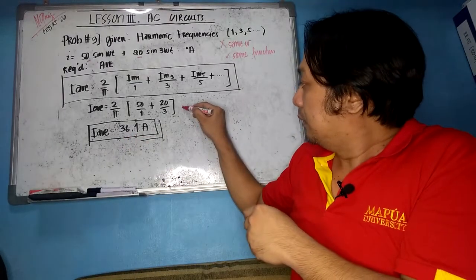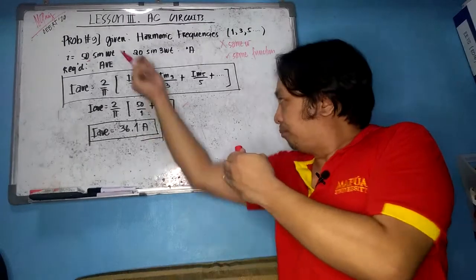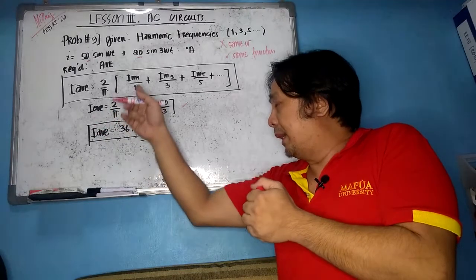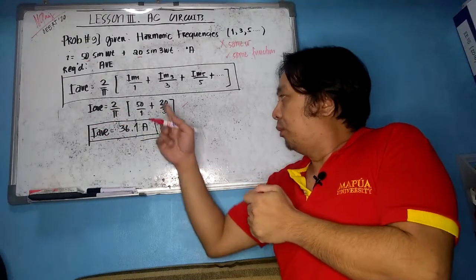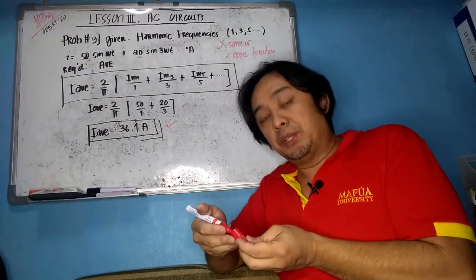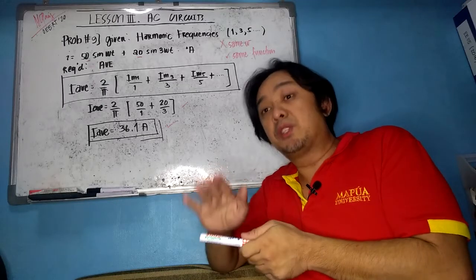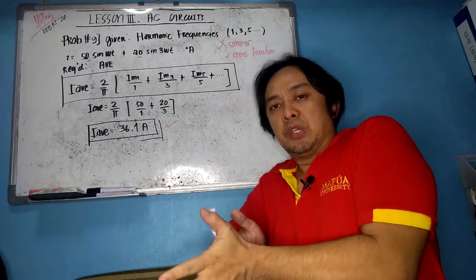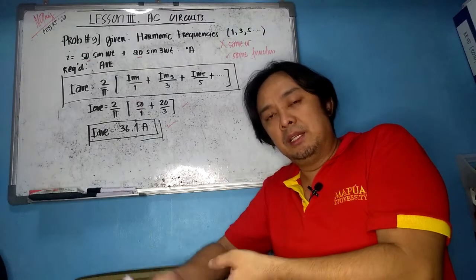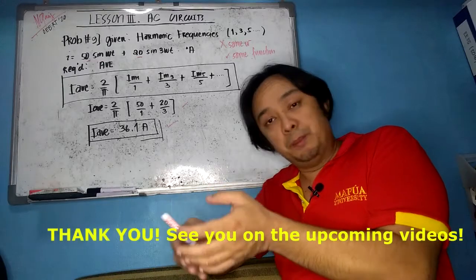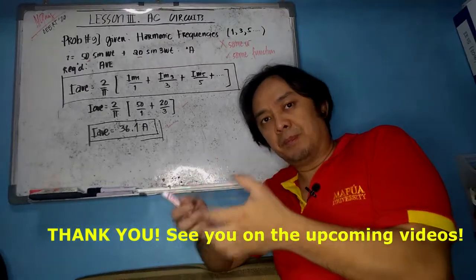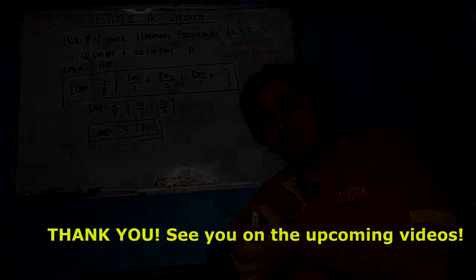So, just input the variables in this formula, which is I average equals 2 over pi, then multiply by 50 over 1 plus 20 over 3. The answer in this very simple problem is 36.1 amperes. So we will continue our discussion on RLC, RL and RC series and parallel circuits. We will solve some simple problems on these topics. Thank you.